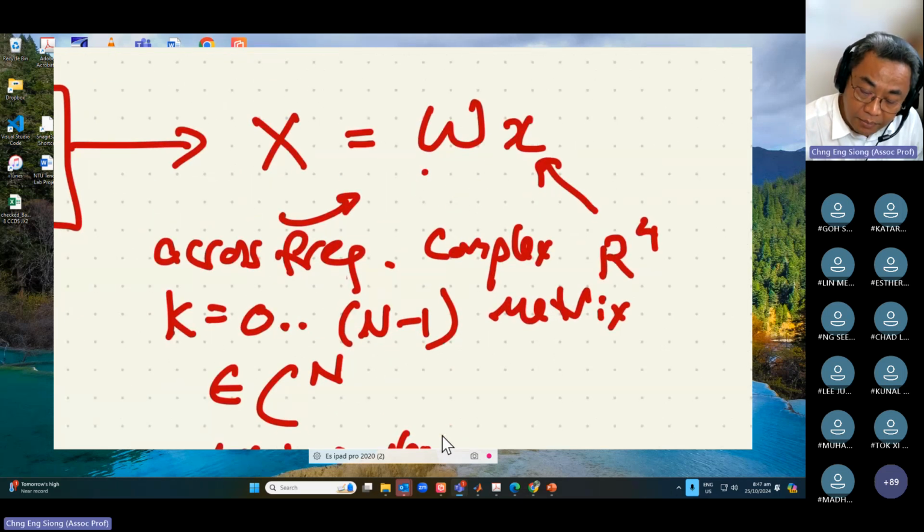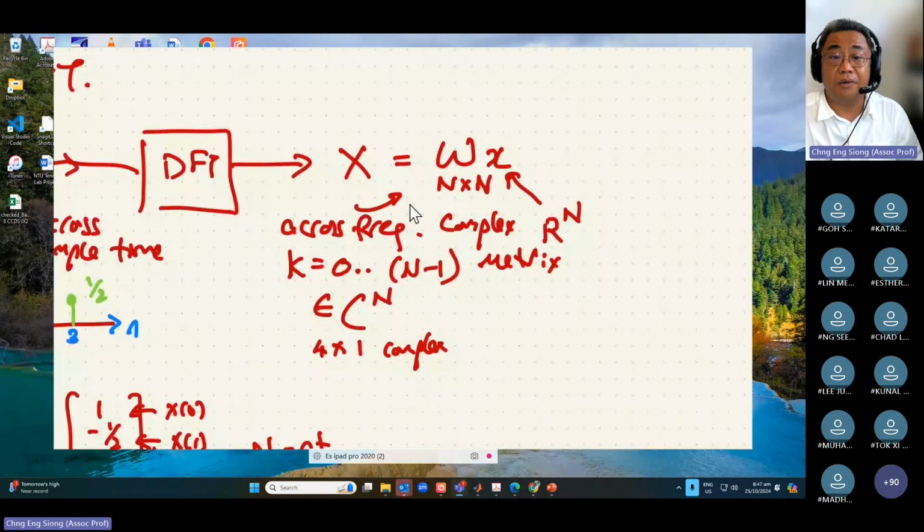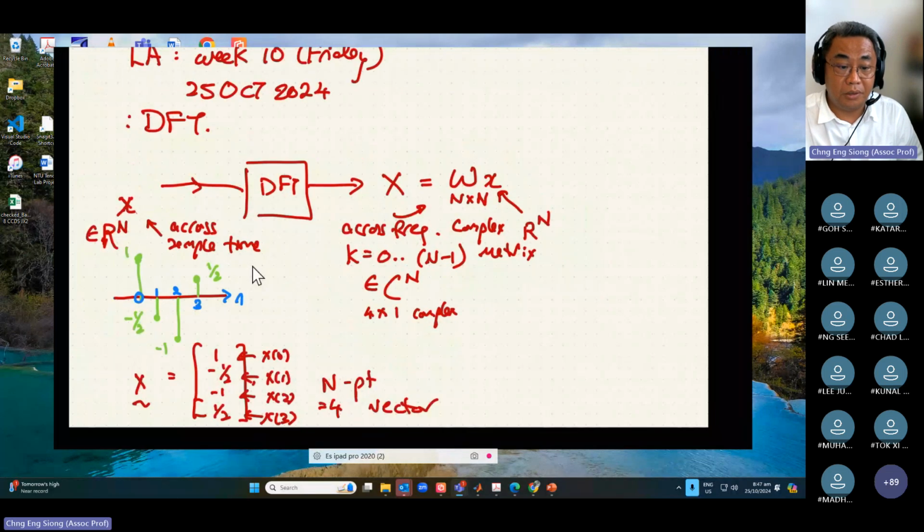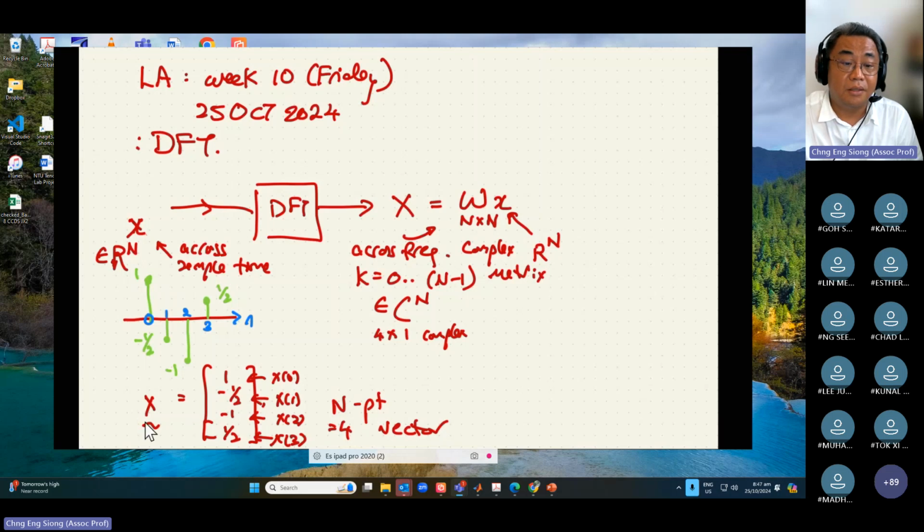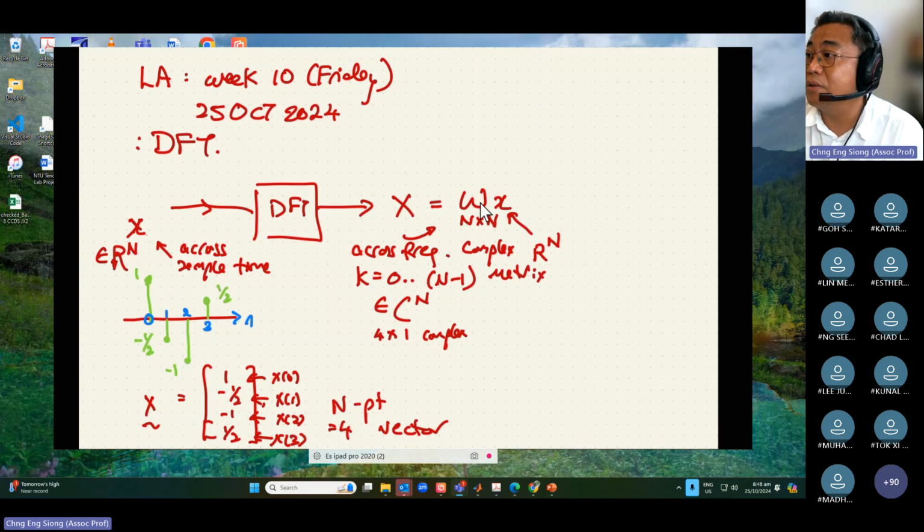This is n by n. This is n. And this is n. And in our example, because our input is 4 elements, n is 4, and therefore this W is 4 by 4. Does that answer your question?